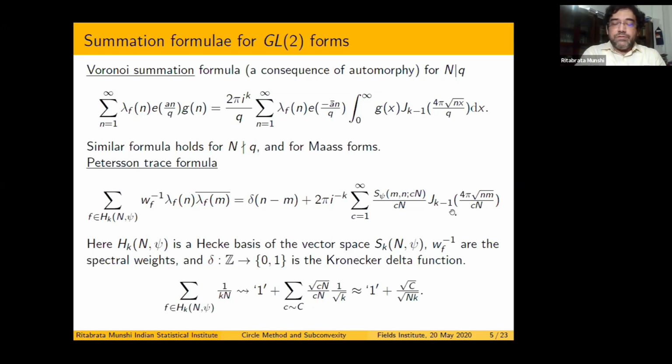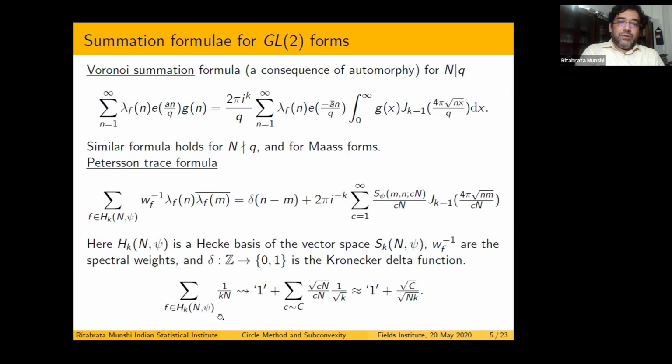And the size of the Bessel function is like 1 by square root of the order k. And so if I look at the block where small c is between capital C and twice capital C, then this is the size of the terms that I have here. And if I sum over c, then I get square root of C by square root of Nk. So now, this part, your number of f is also like k times N. So this is like 1. And this part is like square root of C by square root of Nk.